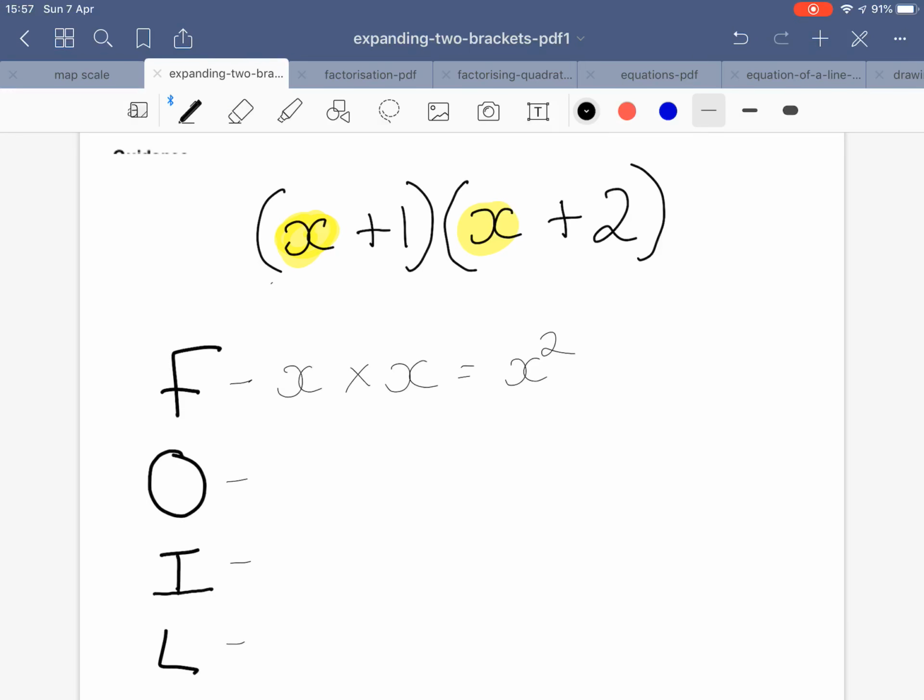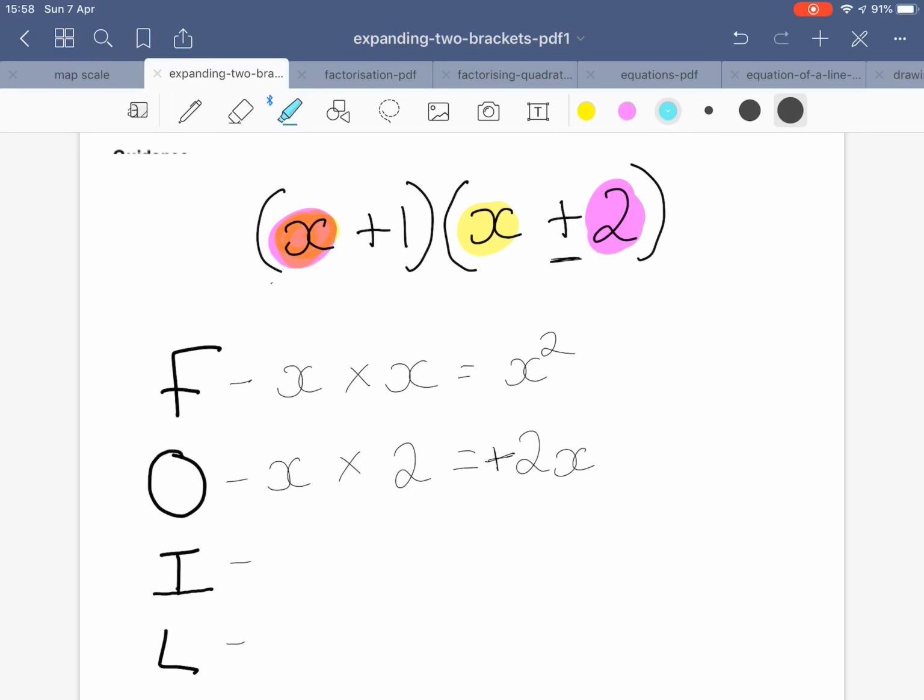Then I want to do the outer ones. So I want to do this outside and this outside. So I want to do x times the 2. So I've times this first x by both things in the bracket. And that gives me 2x. And because there's a plus here, that belongs to the 2x.